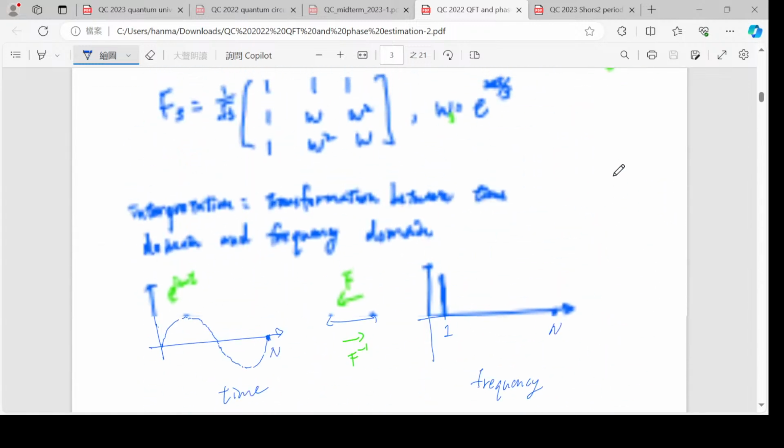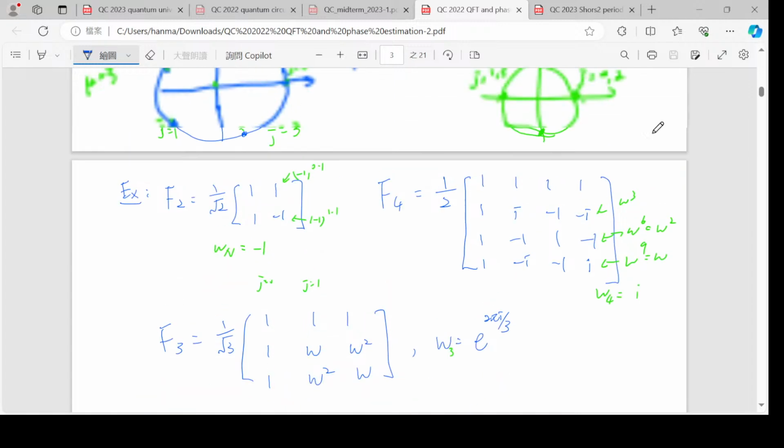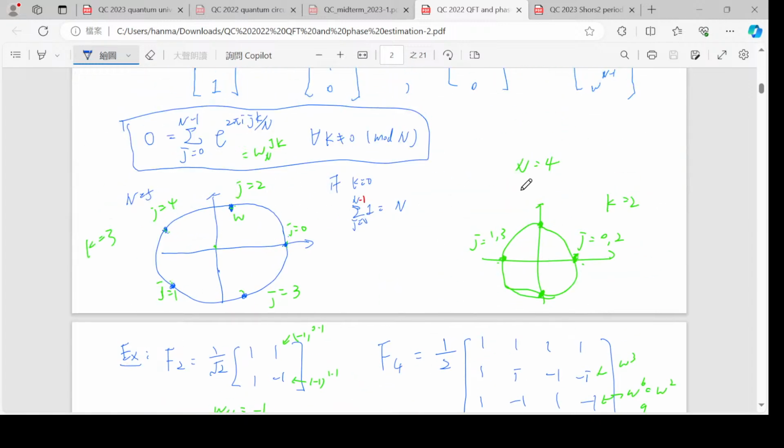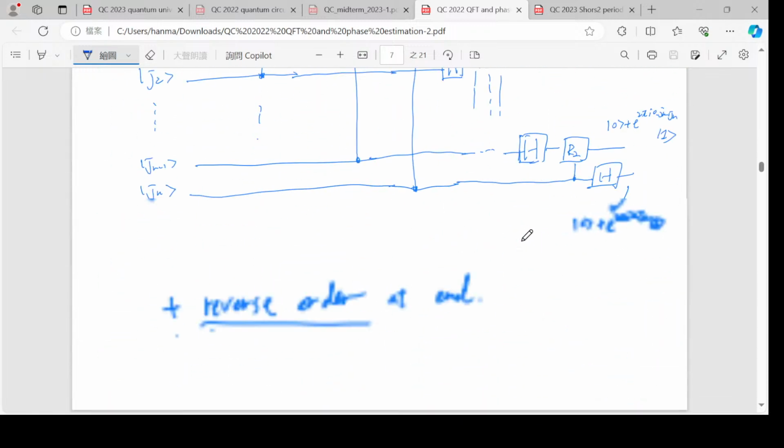Okay, so some of the Fourier transform matrices are here. n equal to 2 looks like this, n equal to 3 looks like this, n equal to 4 looks like this. So all the entries are omega to the jk power, where omega is the nth root of 1 in the complex plane. That's a Fourier transform, and we find a way to do it very fast.